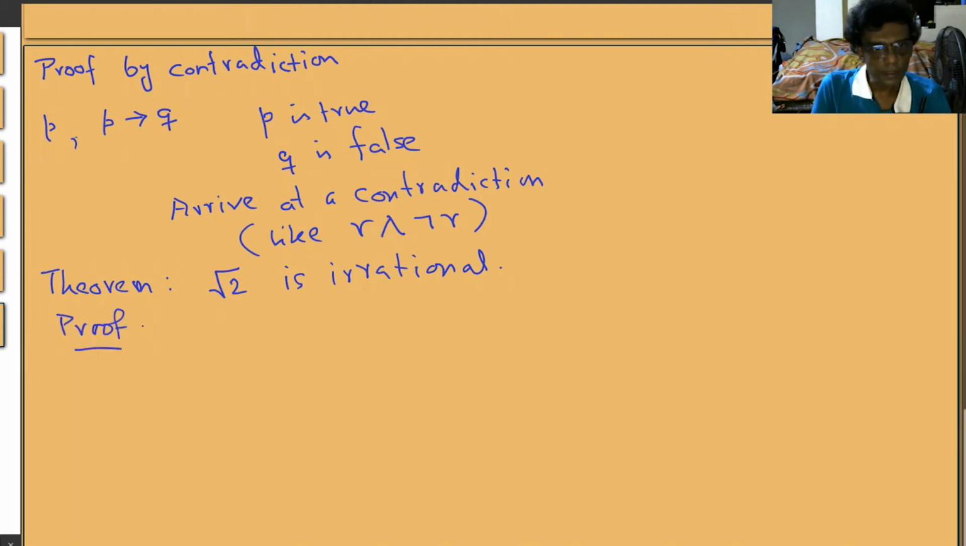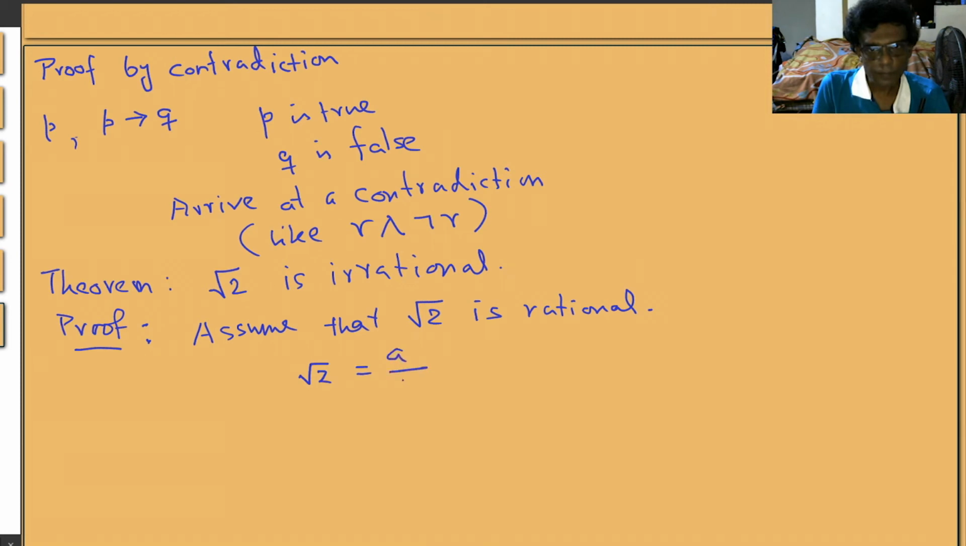I assume that root 2 is not irrational. That means, assume that root 2 is rational. If that is the case, there exist integers a and b such that I can write root 2 as a over b. Now if I multiply b with both sides, what do I get? 2b square equal to a square.